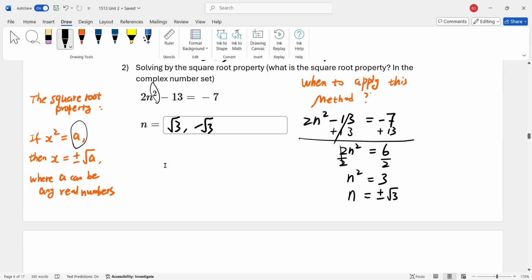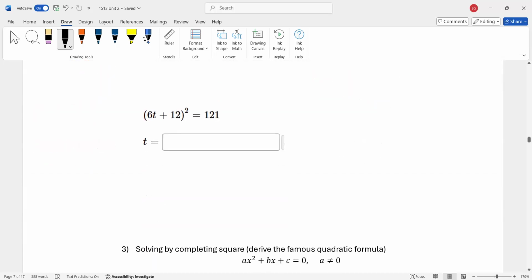Any questions so far? No questions, I understand it. Okay, very good. Then try this one.